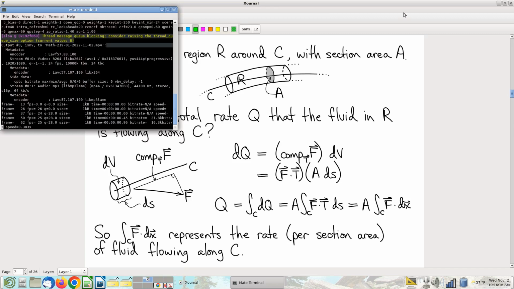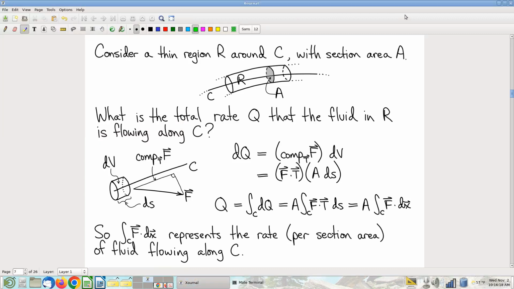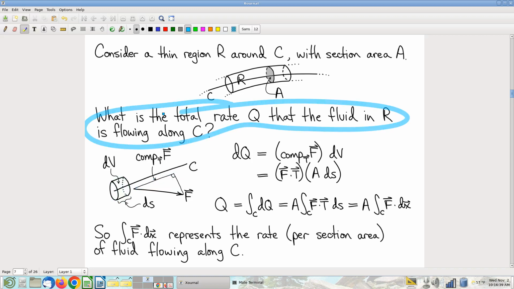Okay, so here's where we were last time. We were doing this seemingly weird little calculation where we consider a thin region around our curve and then think about little pieces of fluid and how they're moving, and specifically the extent to which they're moving along the curve, and computing what I called here the total flow rate of the fluid along the curve.